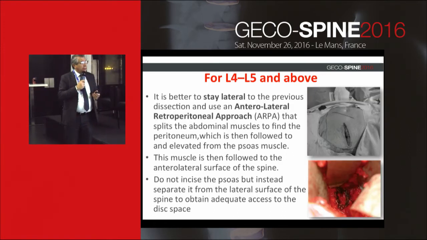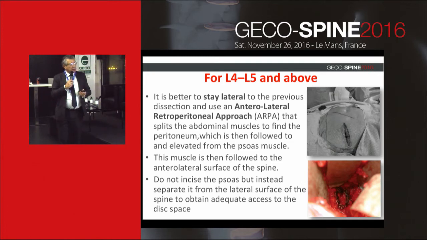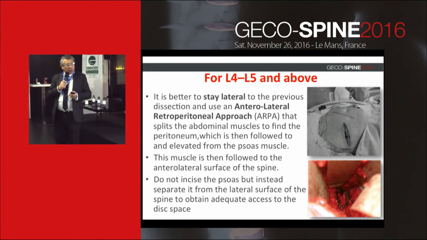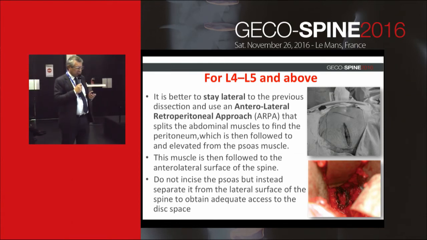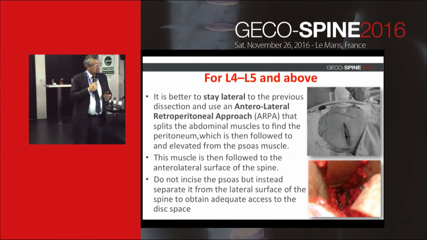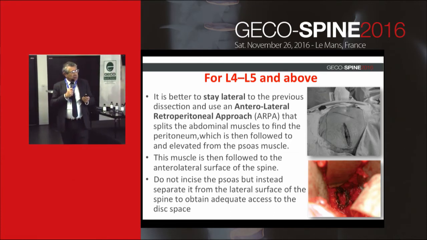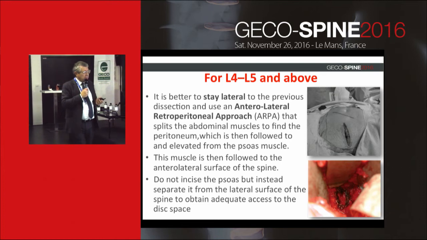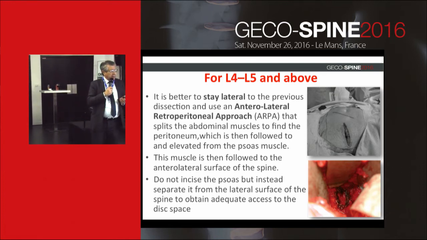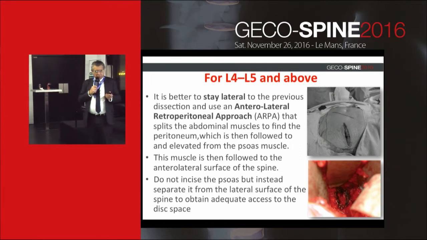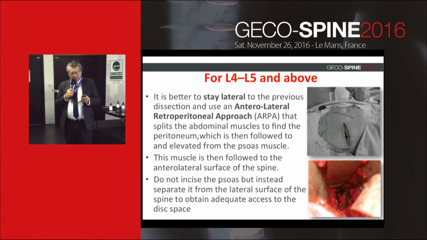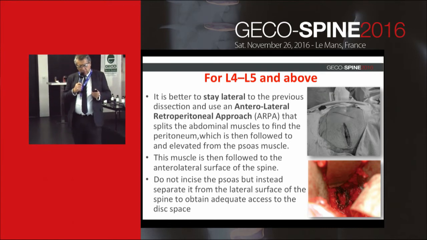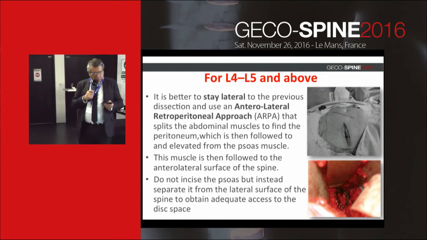For L4-5 and above, it is better to stay lateral to the previous dissection and use an anterolateral retroperitoneal approach. This has been described by Salvatore Brau in Los Angeles. This approach splits the abdominal muscles to find the peritoneum, which is then followed to and elevated from the psoas muscle. The psoas muscle is then followed to the anterolateral surface of the spine. Do not incise the psoas, but instead separate it from the lateral surface of the spine to obtain adequate access to the disc space.